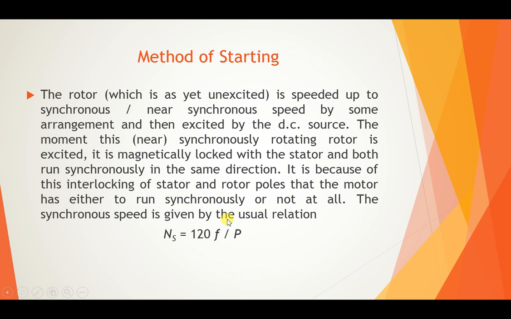The synchronous speed is given by the relation Ns = 120f/P, where f is the frequency and P is the number of poles. So we need the rotor to speed up to synchronous or near synchronous speed by some arrangement and then excite it with a DC source. After it is magnetically locked with the stator, both run at synchronous speed in the same direction. It is due to the interlocking of stator and rotor poles that the motor has either to run synchronously or not at all.